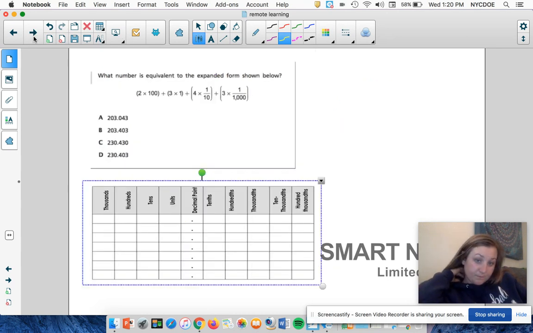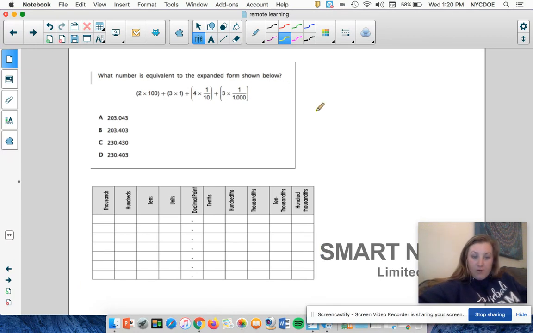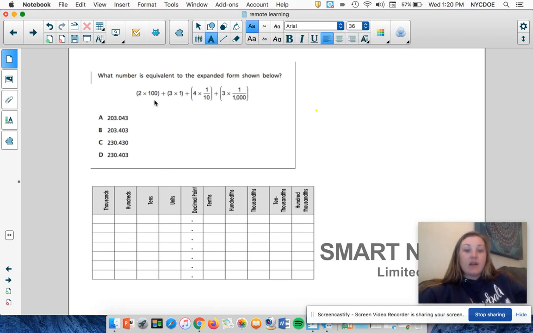Now, here's another place value number. I want you to think back to September, October, November, December, January, February, all the lessons we've done on place value. What is a strategy Ms. Camastro always says when solving with a number that's listed in expanded form?